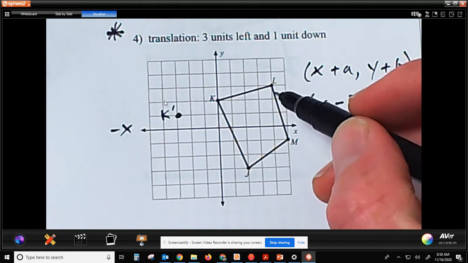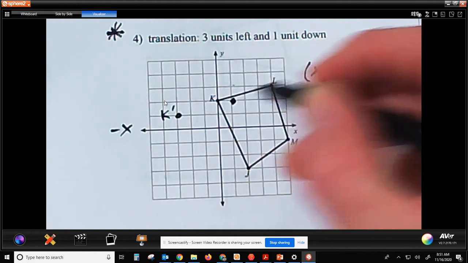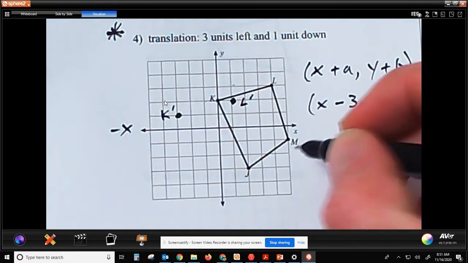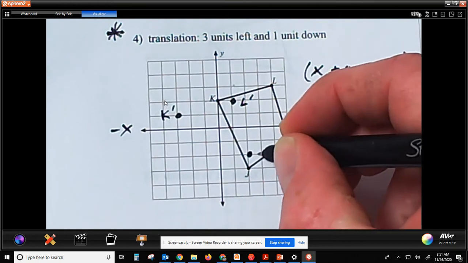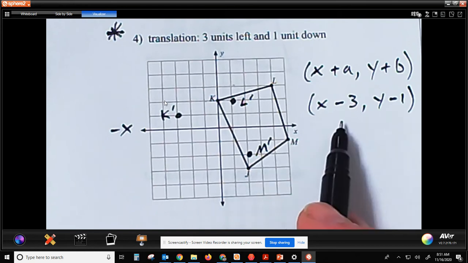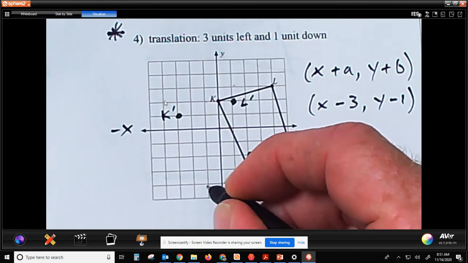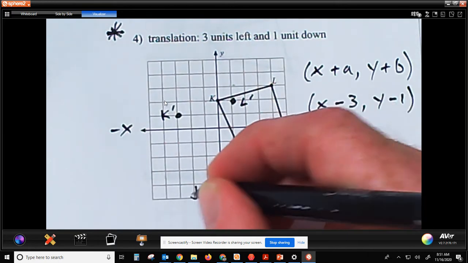So now I do the same with all. 1, 2, 3, down 1. This is my new location for L prime. M, 1, 2, 3, down 1. This is M prime. And J, 3 to the left, 1 down. 1, 2, 3, 1 down. J prime.